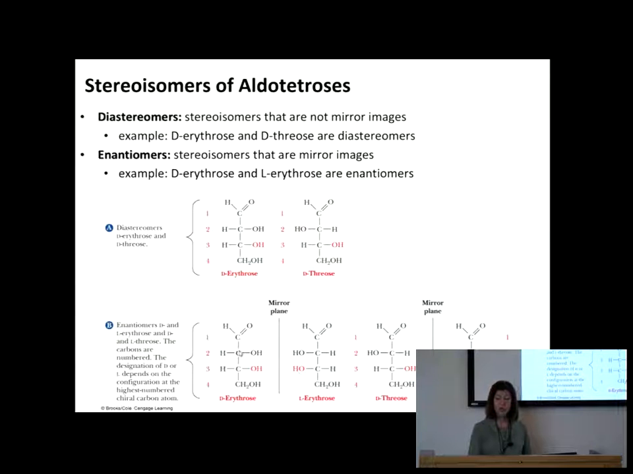So we have lots of chiral centers on our sugars. And so here we have D-erythrose. L-erythrose is the mirror image of the entire molecule, not just at that carbon that defines whether it's D or L. It took me until I taught this class to figure that out. I must have been chit-chatting in class.